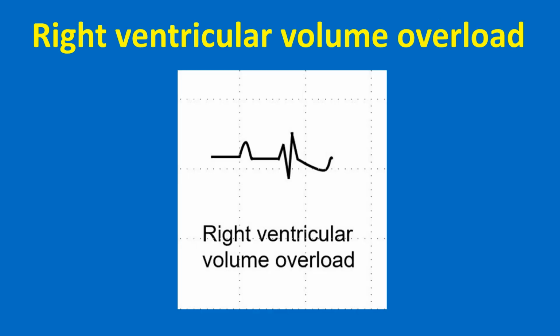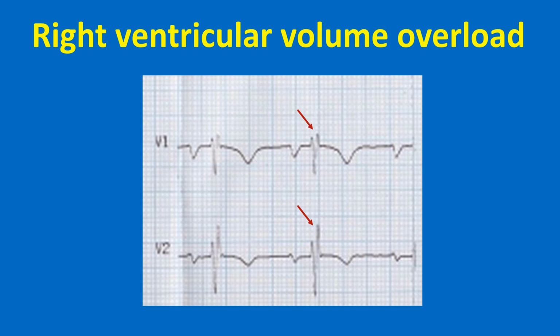Right ventricular volume overload is manifest as RSR prime pattern in V1, incomplete right bundle branch block pattern. This is typically seen in atrial septal defect with large left to right shunt. RSR prime pattern is seen in V1 and V2, suggestive of incomplete RBBB pattern which can occur in right ventricular volume overload.